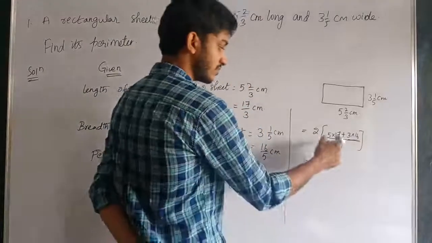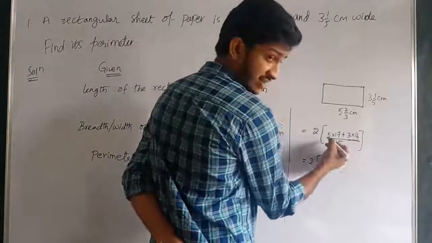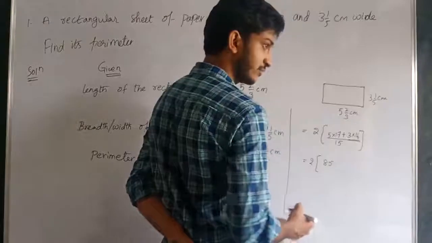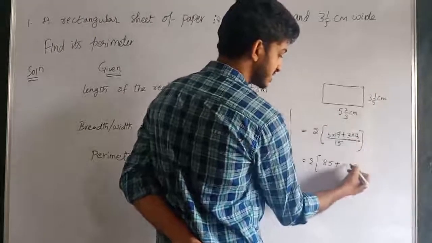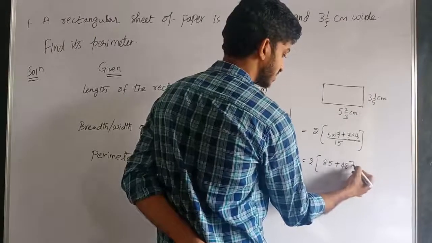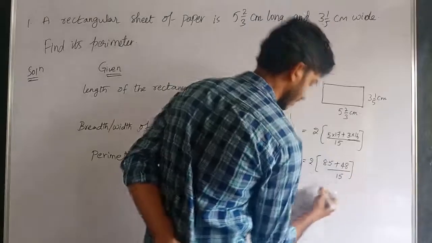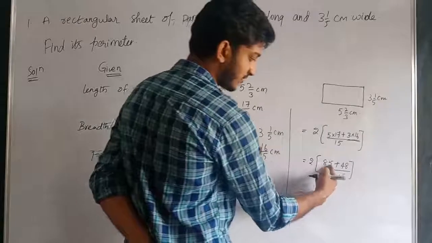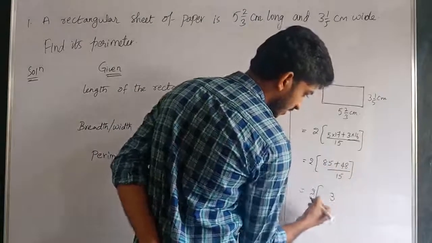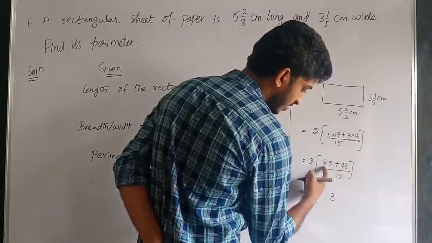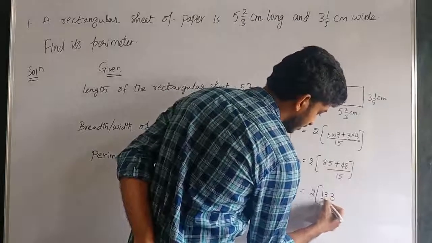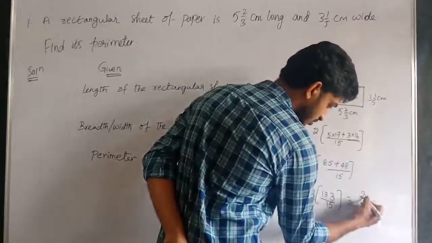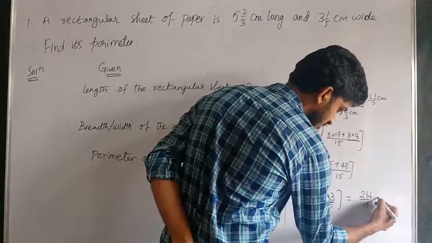Okay. Now 2 into 5 into 17. 5 17s are 85, plus 3 16s, it is 48, over 15. So 2 into (85 plus 48). Add these two numbers. 5 plus 8 equals 13, and 1 is carried. 8 plus 1 is 9. 9 plus 4 is 13. 133/15. That equals, here 2 we have, so 266/15 centimeters.